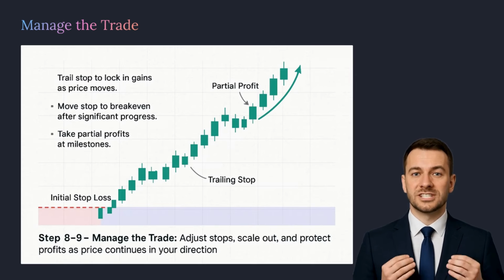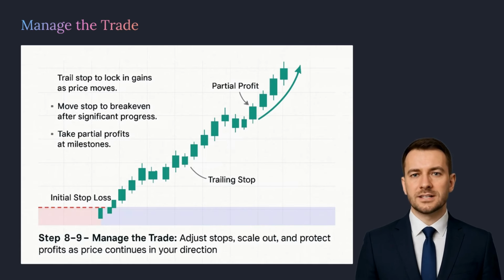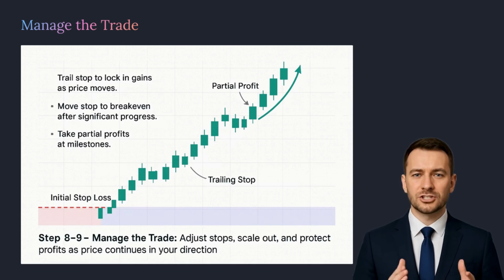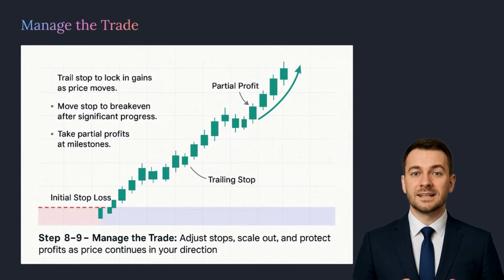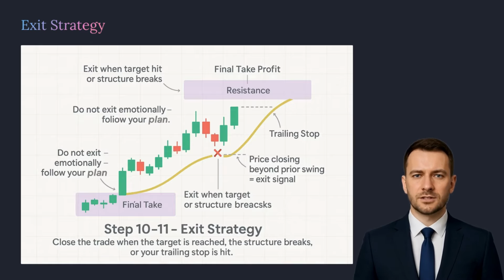You might also scale out, take partial profits, at interim levels. If the trade immediately goes against you and hits your stop, accept the loss. It means the price action signal failed or market conditions changed. Don't revenge trade by jumping back in opposite. Instead, reassess calmly.